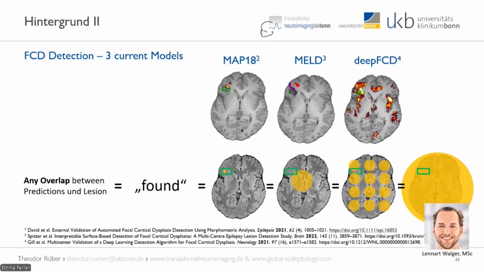Right? So that could mean this, which would be helpful. This could mean this, which may even also be helpful, but this could also mean this. And some of the algorithms are so smart that they just basically define the whole brain as a lesion, and then they find it every time, right? You know where I'm going, right? So the problem is that we haven't really defined a baseline.